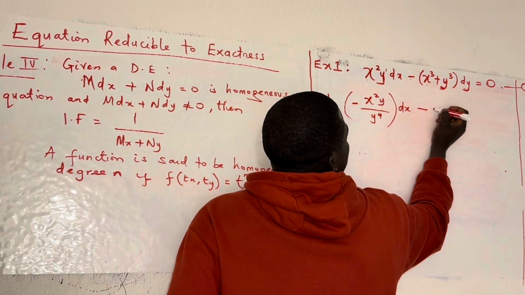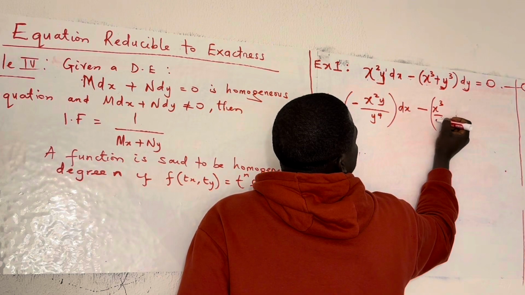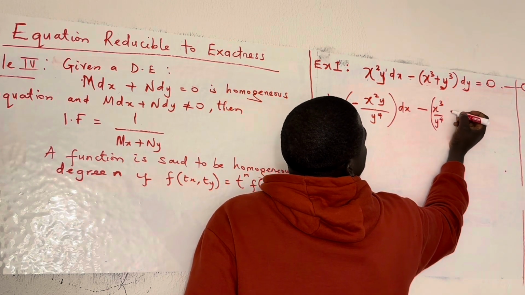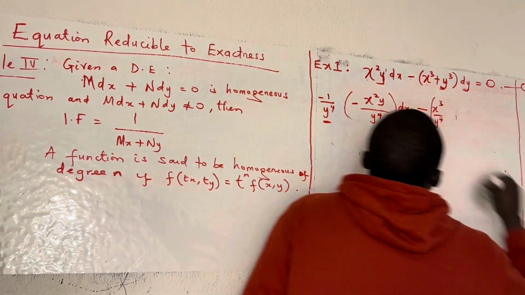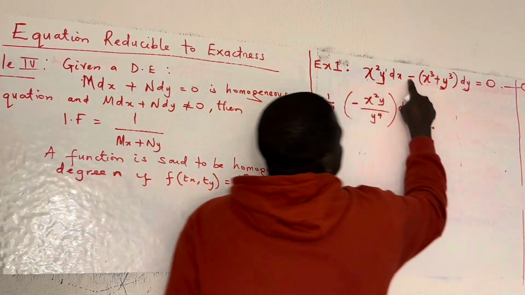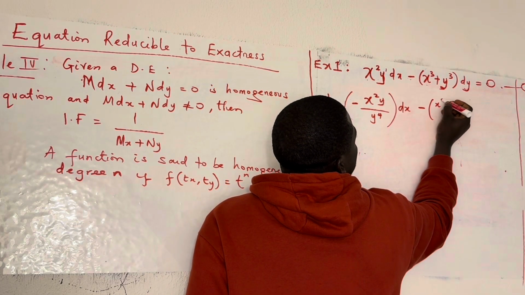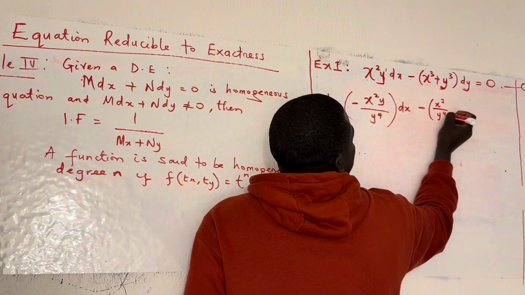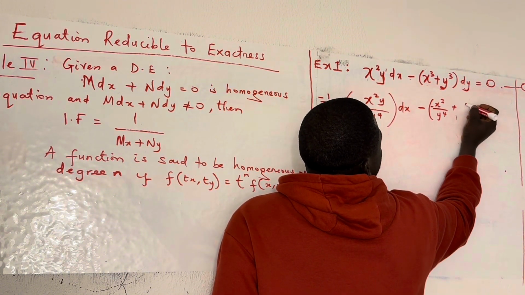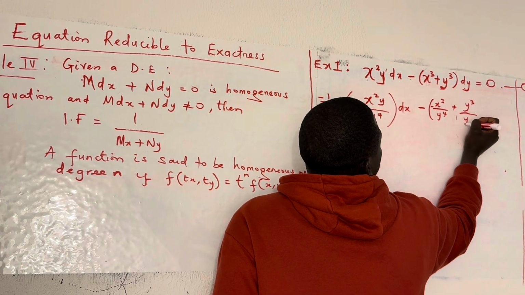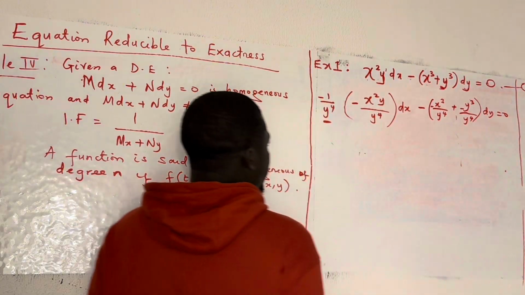Minus x cubed divided by y raised to power 4. We have minus here from the question, so we have minus x cubed over y raised to power 4. There's a negative sign here. We also have plus y cubed divided by y raised to power 4. There's minus here also. All the dy equals 0.